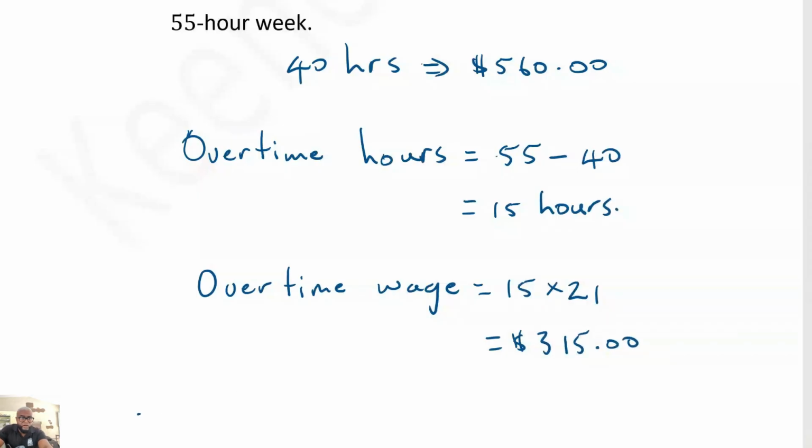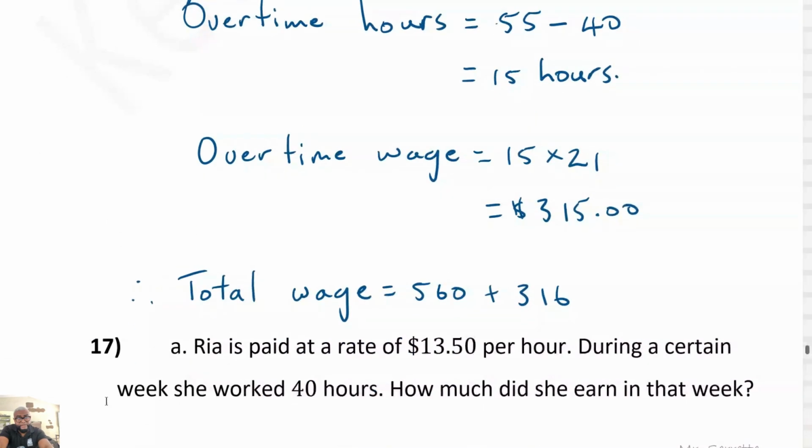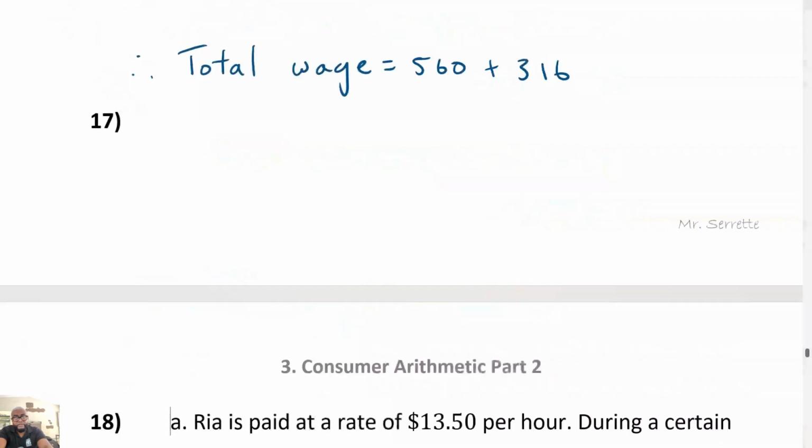Right? So therefore, the total wage, what are we adding for the total wage? How much did the truck driver work for in basic wage? Was 560. And how much is he making in overtime? What's his overtime wage there? 315. Excellent. So how much is this total wage here? Total wage. 875. Proper thing.